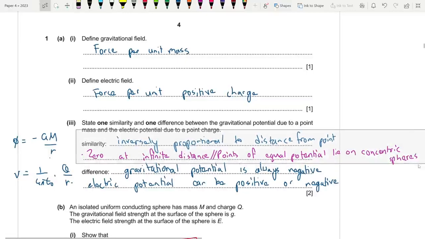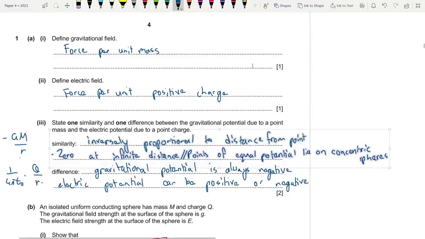I think I should color code them, right? I think that would make things better. There you go. Okay. I missed this dot. Moving on to the next one.